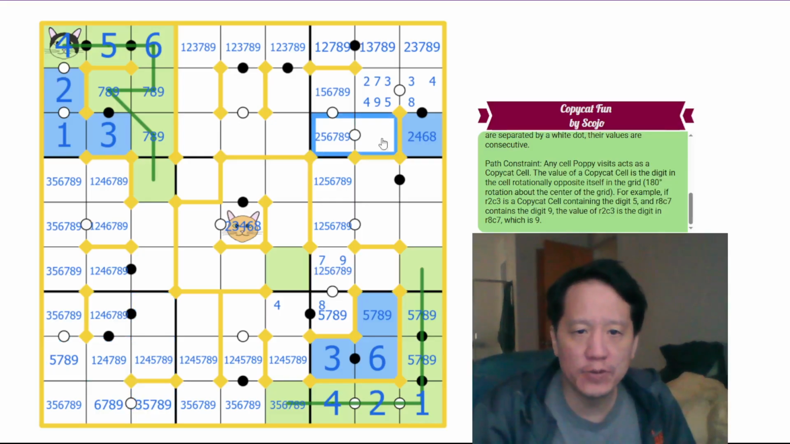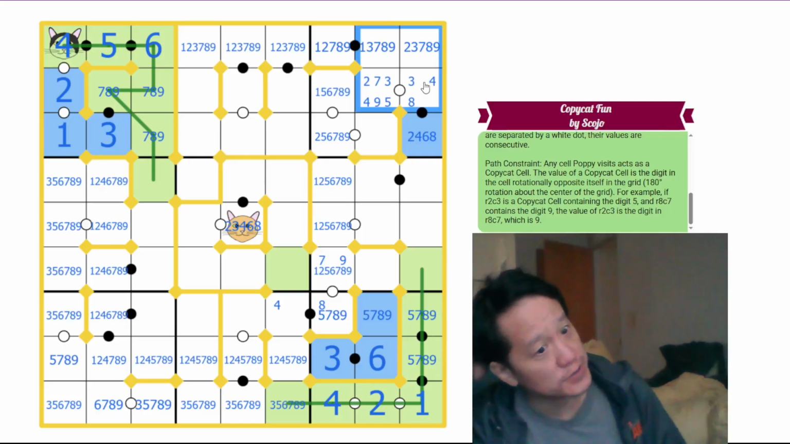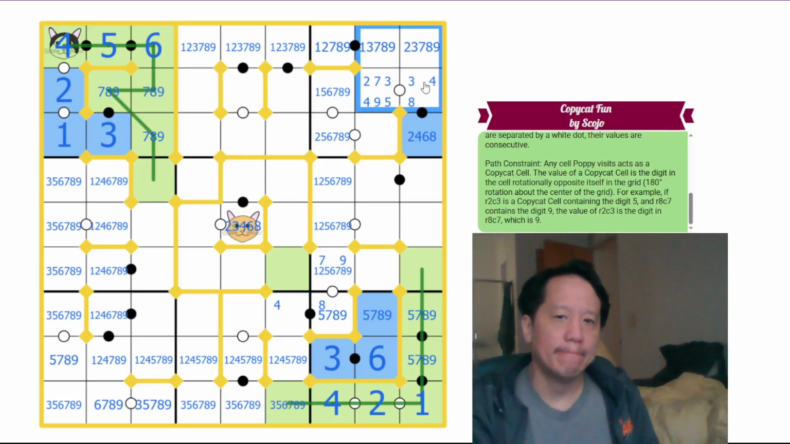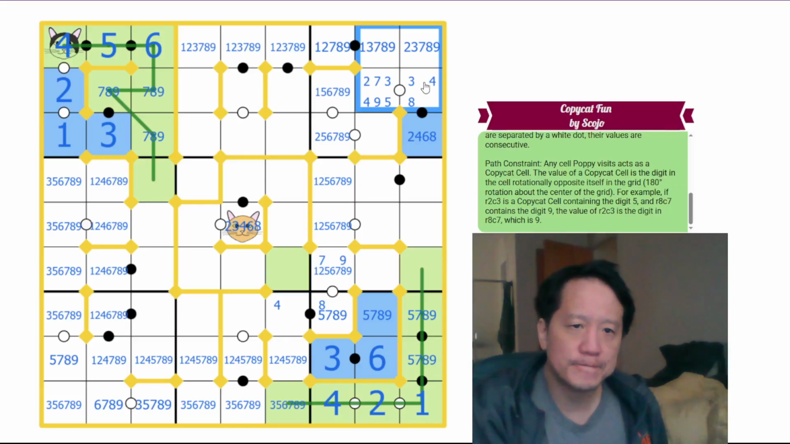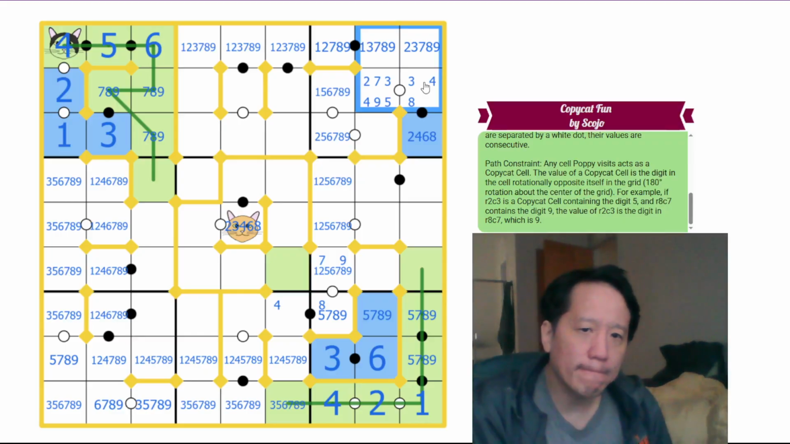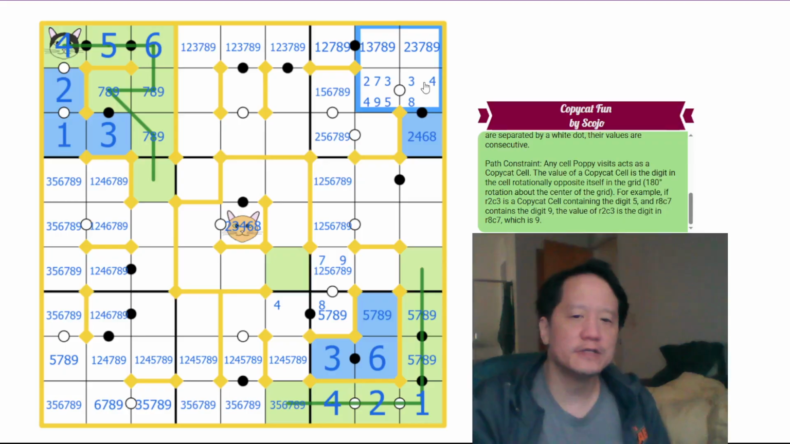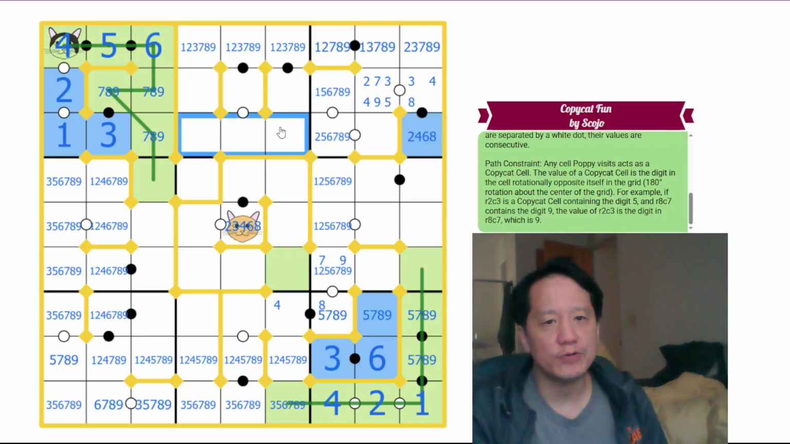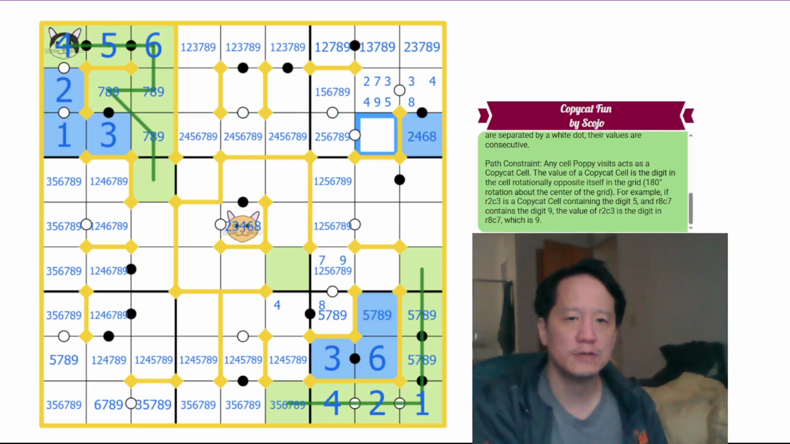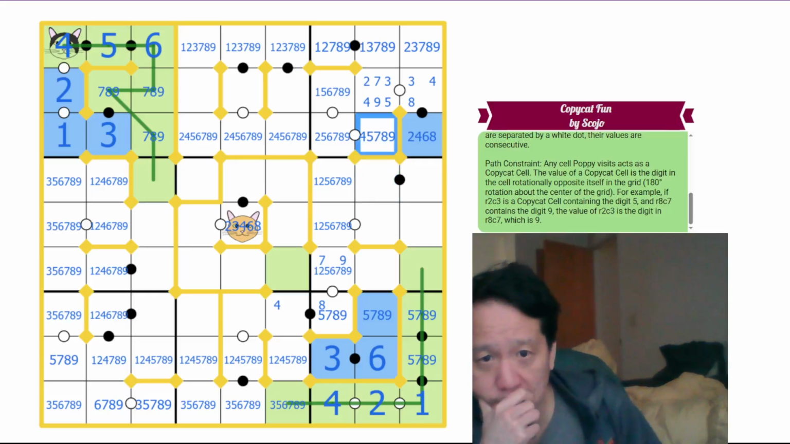Three cannot be here or here. So 3 has to be one of these 4 cells there. Remaining digits in row 3, we have 2, 4, 5, 6, 7, 8, 9. No, 2 or 6 is possible there.